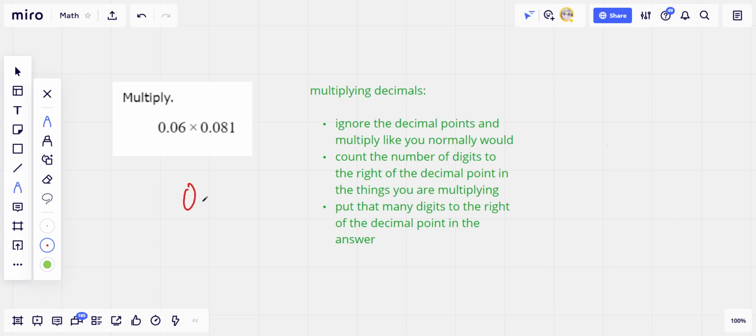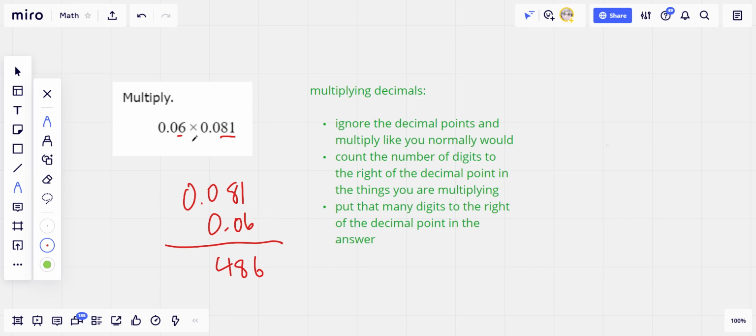So I'm going to write the whole decimals. Some people write just the number part, which is really all that we care about, but it doesn't matter. 0.6. Okay, so we're going to ignore all the zeros and the decimal points for now. We're just going to focus on the numbers. So this problem really is 6 times 81. Let me do that. 6 times 1 is 6, and 6 times 8 is 48. So we get 486 for the answer of what's 6 times 81.